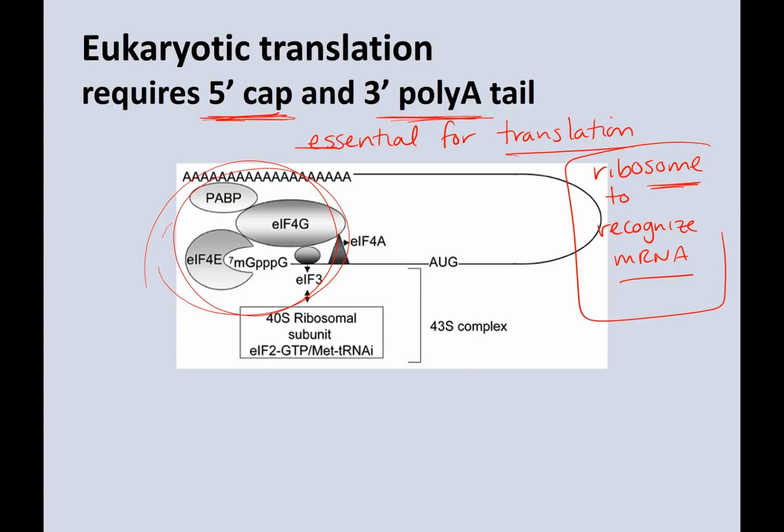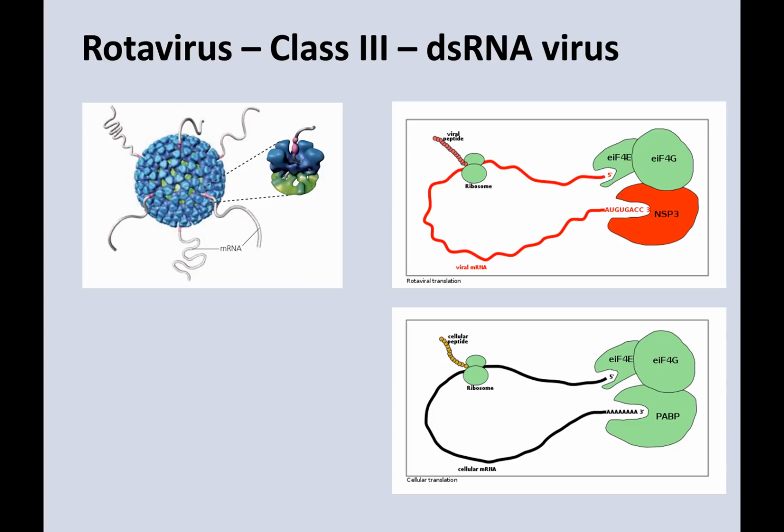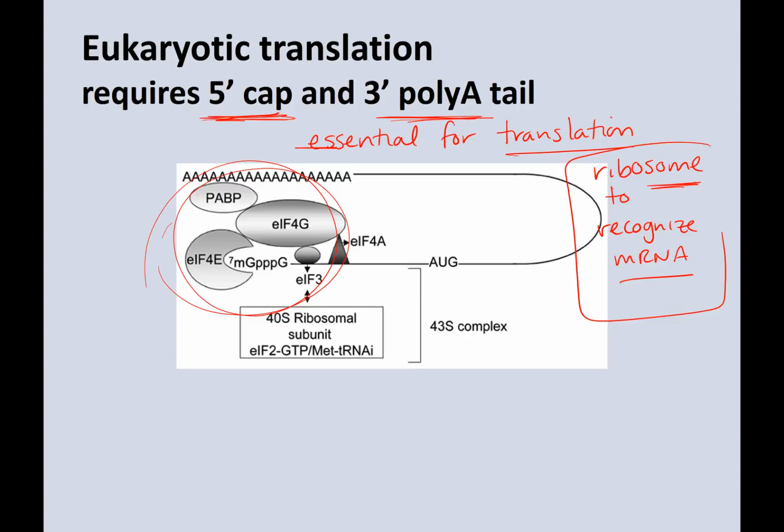for RNA viruses. So, for example, Rotavirus, which is a double-stranded RNA virus, makes its mRNA and puts on a cap, but it has no tail. And the way Rotavirus deals with this is it produces its own protein called NSP3 that protects and binds the 3' end of its messenger RNA and recruits the rest of the cap binding complex.